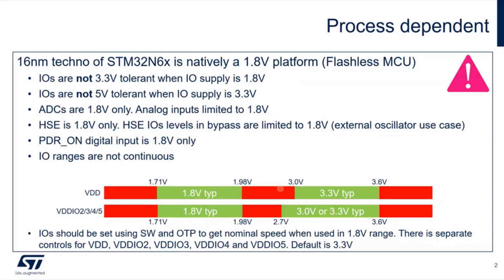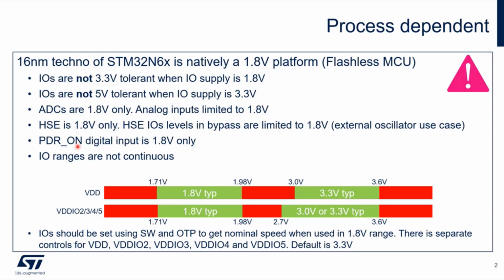And what is also important, when you select 1.8 volt power supply range, the IOs are not 3.3 volt tolerant, and the same for 3.3 volt range, the IOs are not 5 volt tolerant. Analog domain voltage, maximum voltage, especially for ADC, is 1.8 volt only. The same for external high-speed oscillator and some particular pins like PDR_ON. It is power down, reset on signal.